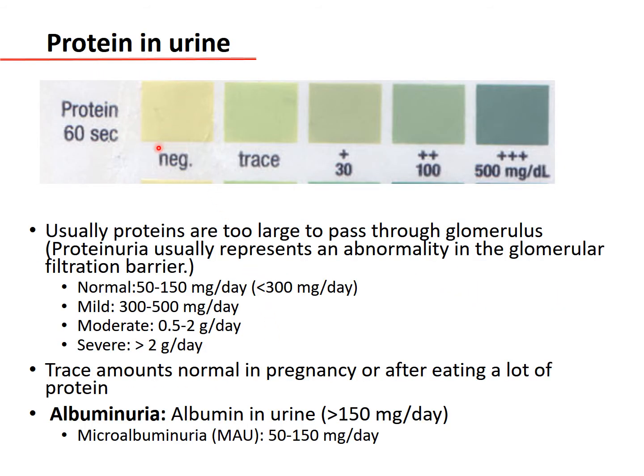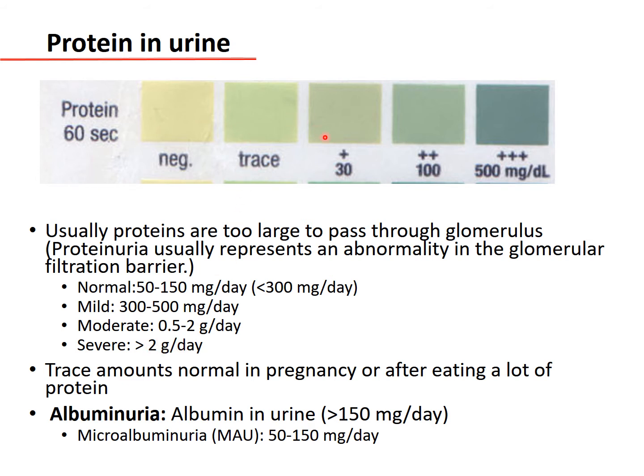Protein in the urine. Usually proteins are too large to pass through the glomerulus. Proteinuria usually represents an abnormality in the glomerular filtration barrier. The normal value is about 50 to 100 milligrams per day, so we do have a small amount of protein in the urine. The mild one can range from 300 to 500 milligrams per day, while the moderate one is up to 2 grams per day. The severe one is usually over 2 grams per day.